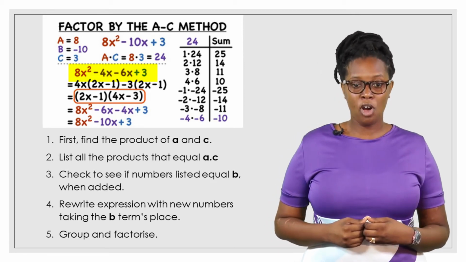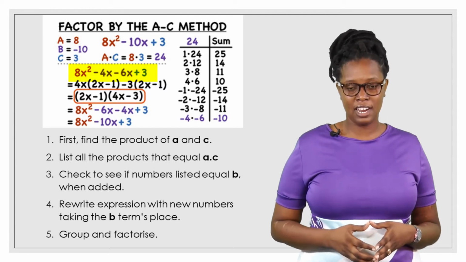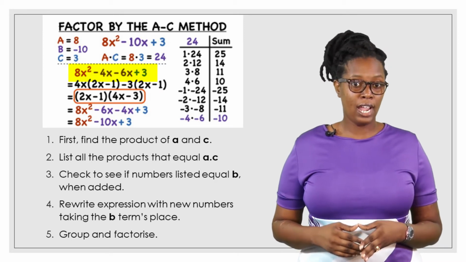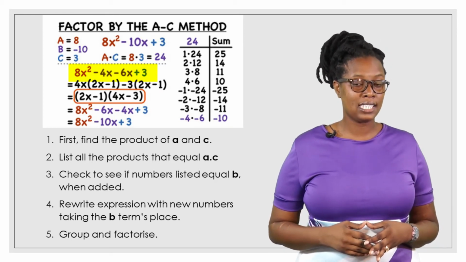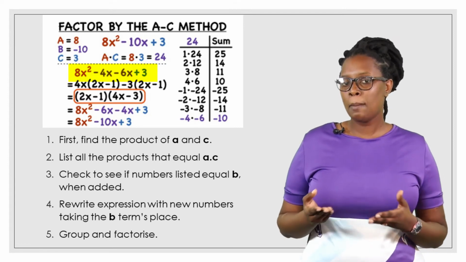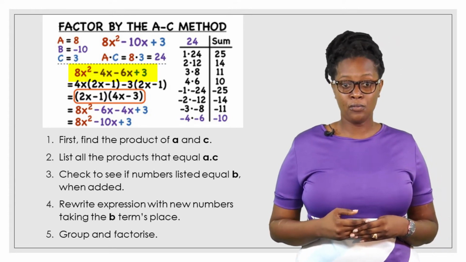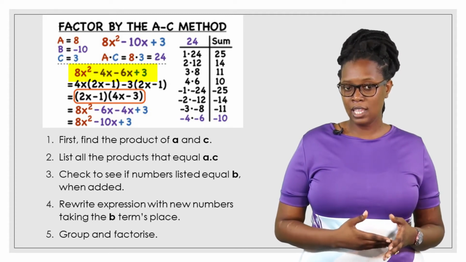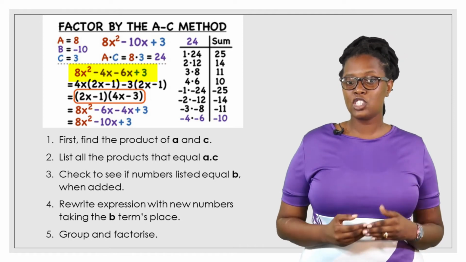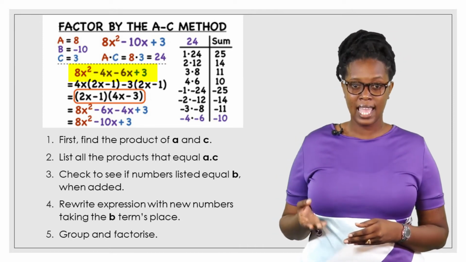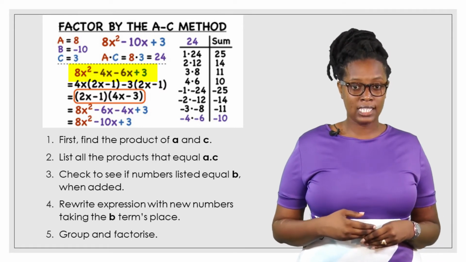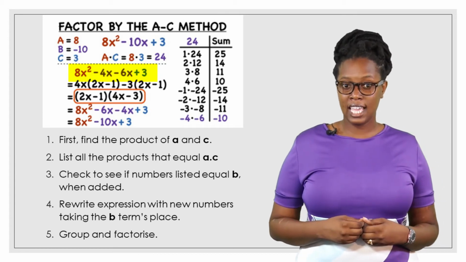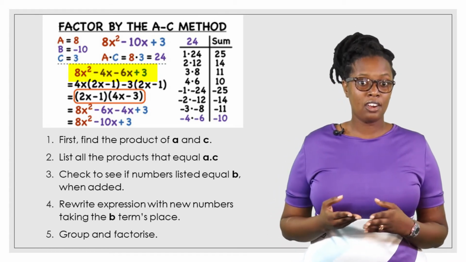For the fifth step, all we have to do is group and factorize. So we're going to group 8x squared and negative 4x, and then we're going to group negative 6x and 3. What is common between 8x squared and negative 4x? We have 4x being common between them, so we put the 4x outside and open a bracket. 8x squared divided by 4x gives us 2x, and negative 4x divided by 4x gives us negative 1. On the next side, we have negative 6x and 3. What is common there? Negative 3.